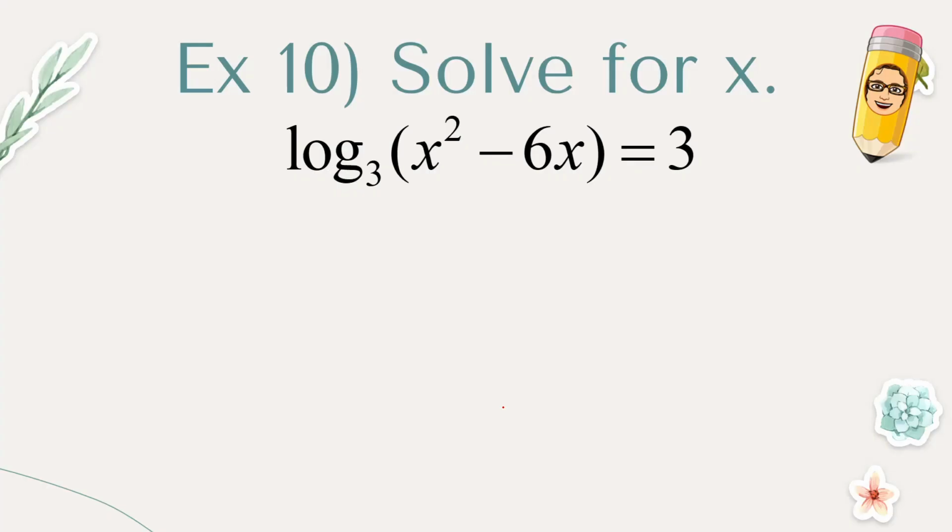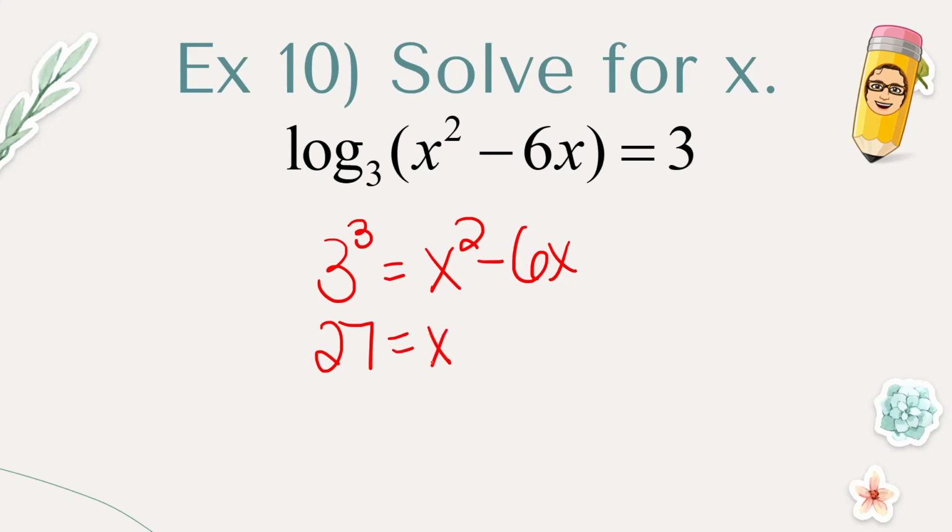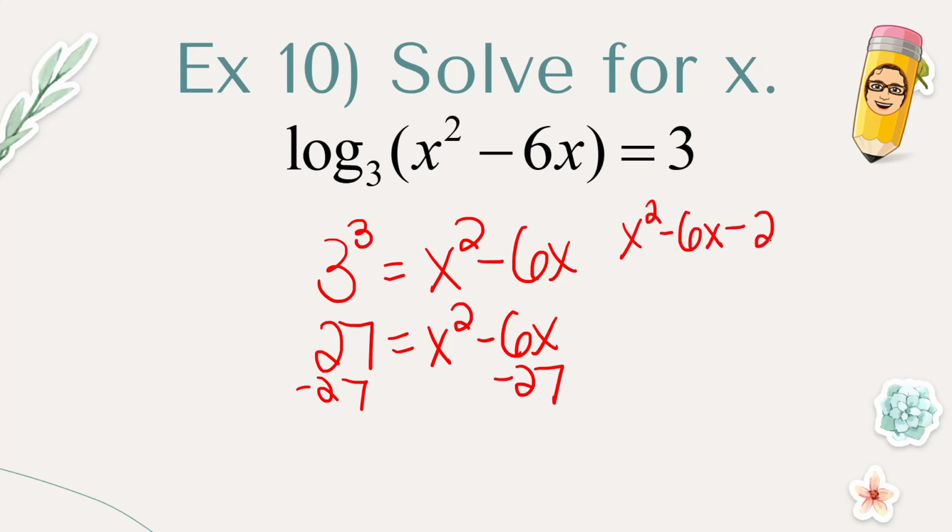And the final question of the night. Again, I'm stuck in log. There's nothing in the front of the log or the back. Let's just convert. So I'm going to get 3 cubed is equal to x squared minus 6x. 3 cubed is 27. I'm going to subtract 27 to the other side. I'm going to get x squared minus 6x minus 27 is equal to 0.